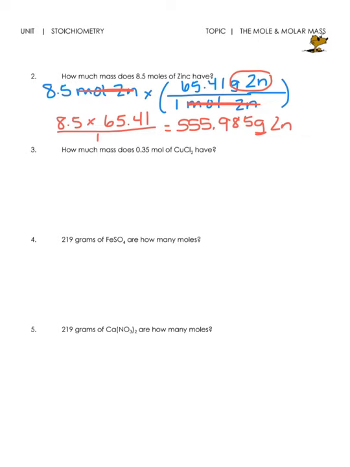Just a little side note, the molar mass of CuCl2 is 134.45 grams. Okay, so moving on. Let's go ahead and start this. Let's write our given: 0.35 moles of CuCl2.